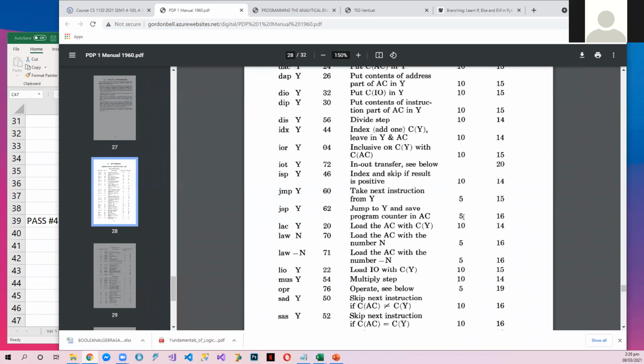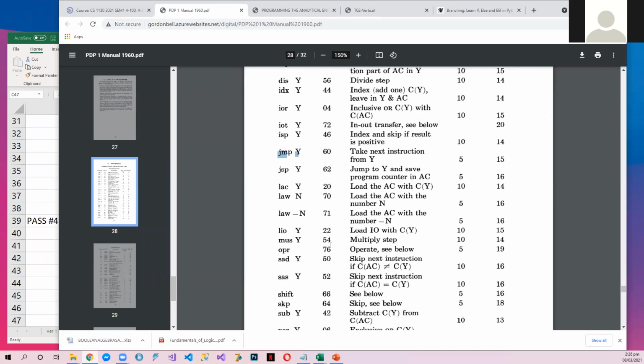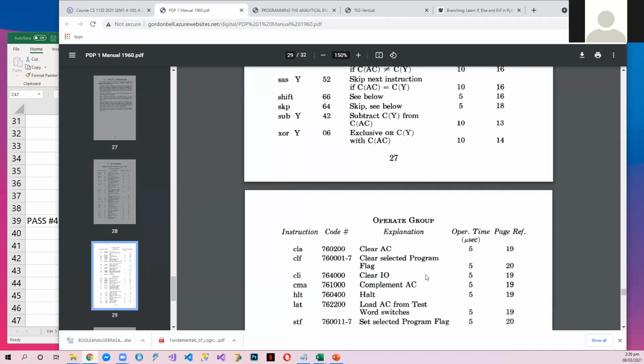Okay. Jump to Y and save, which means jump the accumulator. There's a jump y, no? Jump y, which means there's no longer a jump left or a jump right. Do you follow? Just jump to an address. Okay? You can skip the next instruction. And then let's look for conditional jumps.